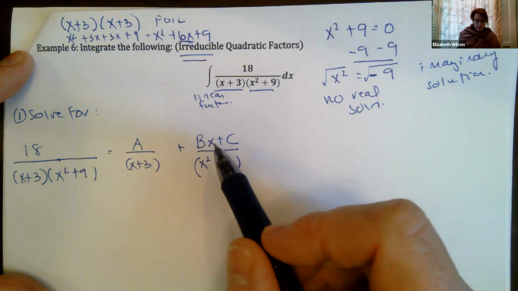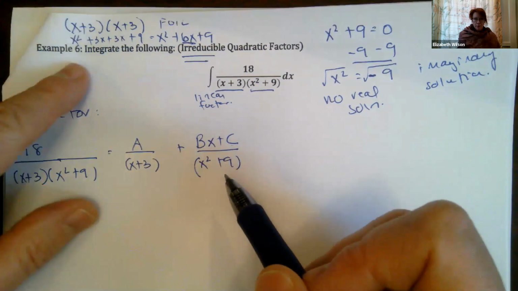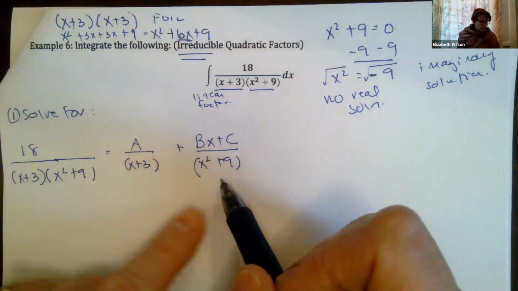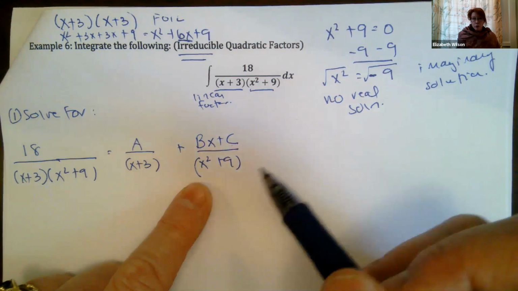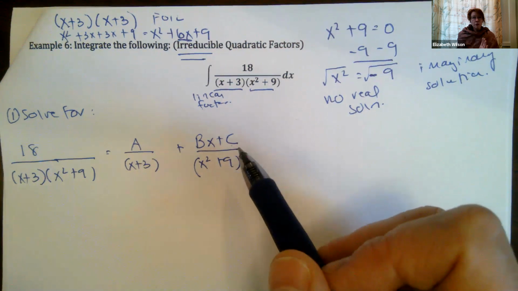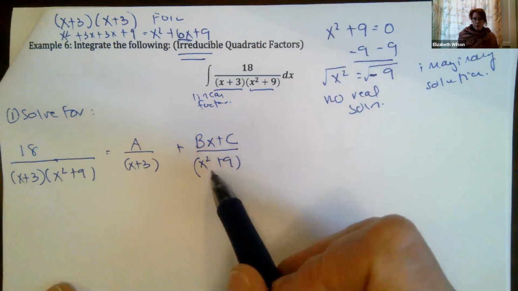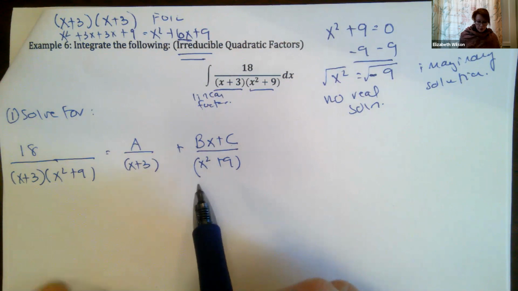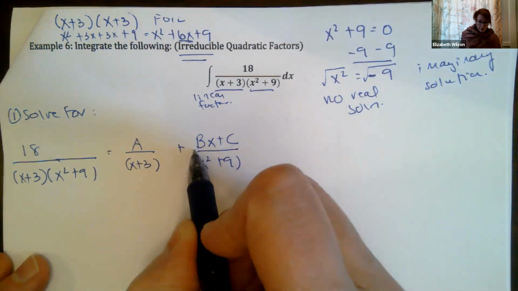Remember, this is different than example 5. Example 5 had x plus 3 quantity, or x plus 2 quantity squared. That was different. That's a linear factor that's being repeated, has a multiplicity. This doesn't have a solution. It doesn't have a real solution. So what I need is Bx plus C.